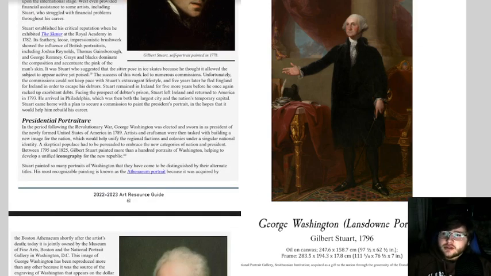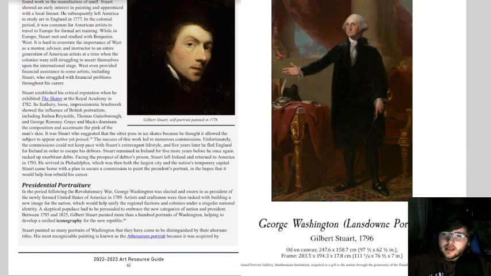Stuart established his critical reputation when he exhibited The Skater at the Royal Academy in 1782. Its feathery, loose, impressionistic brushwork showed the influence of British portraitists, including Joshua Reynolds, Thomas Gainsborough, and John Romney. Grays and black dominate the composition and accentuate the pink of the man's skin.